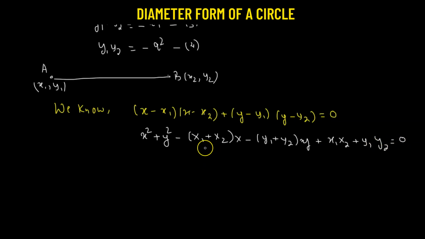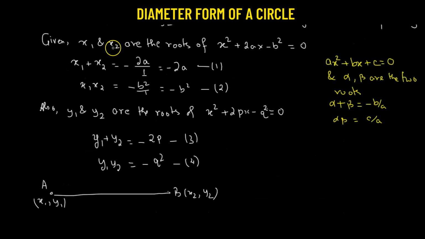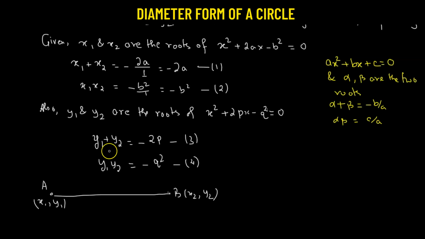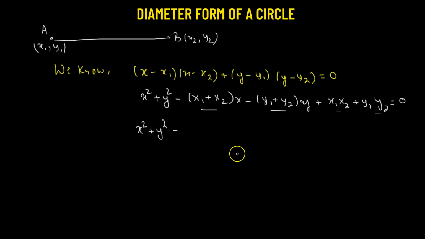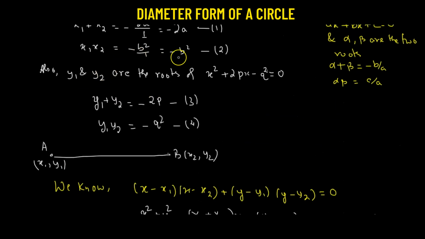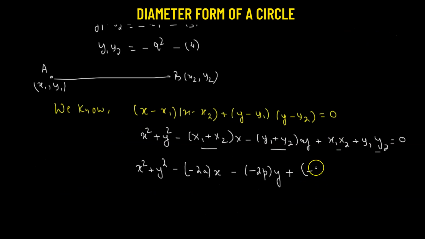Now luckily we have already found out the values of the sums x1 plus x2, y1 plus y2, and the products x1 x2 and y1 y2. So let's substitute the values here. So x squared plus y squared minus, according to equation number 1, x1 plus x2 is negative 2a, and y1 plus y2 is negative 2p. So we have negative 2a times x minus negative 2p times y, plus we have x1 times x2, which we obtained as negative b squared, and y1 times y2 is negative q squared, so we will get negative b squared minus q squared equals to 0.